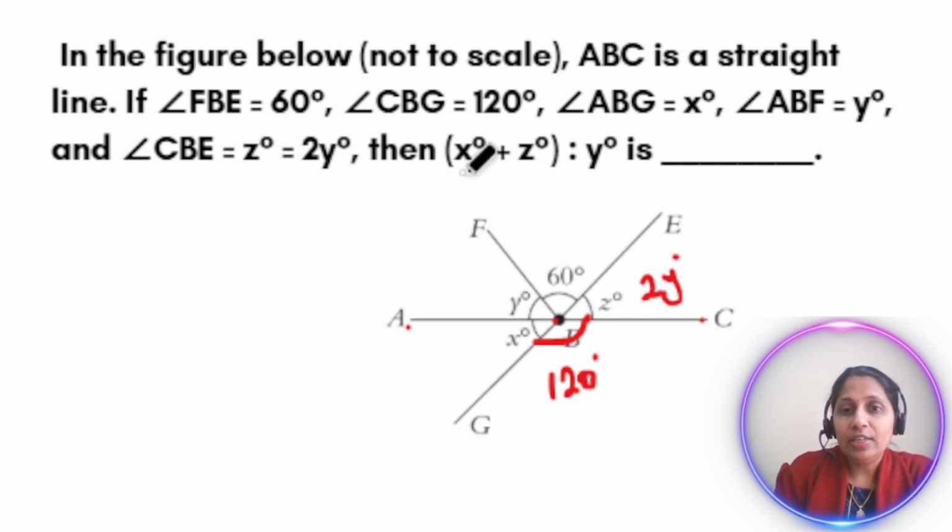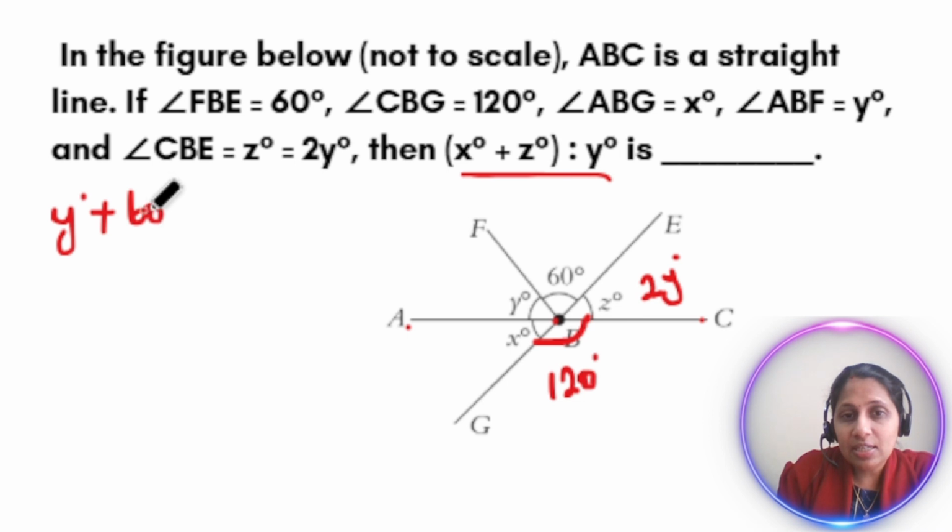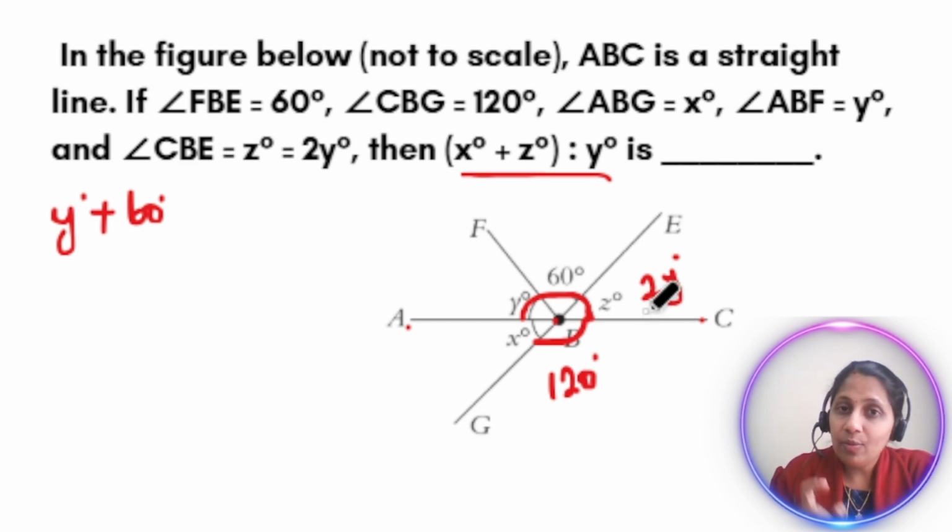Then you have to find the ratio between the two angles as specified. So now, first of all, we have to find what this Y is. It is easy to find because Y plus 60 degrees forms a straight line. We are given the hint that ABC is a straight line. Straight line means 180 degrees.